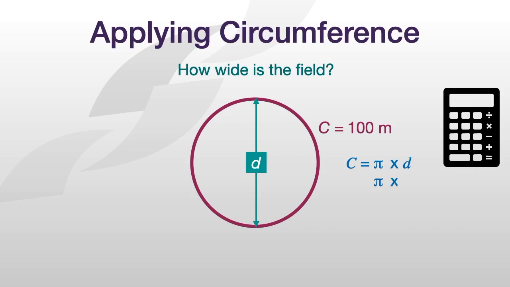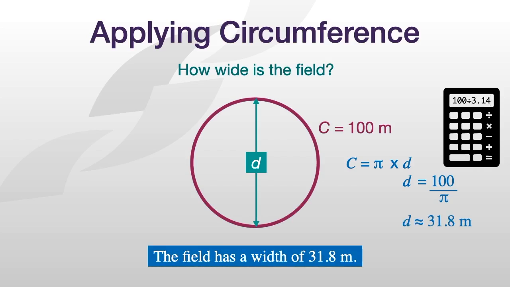Applying the formula, pi times d equals 100. So d is 100 divided by pi, and that is approximately 31.8 meters. So the width of the field is 31.8 meters.